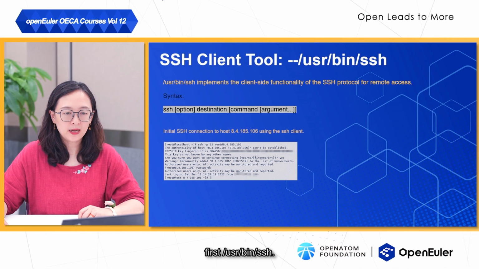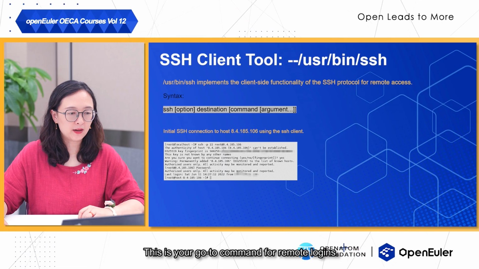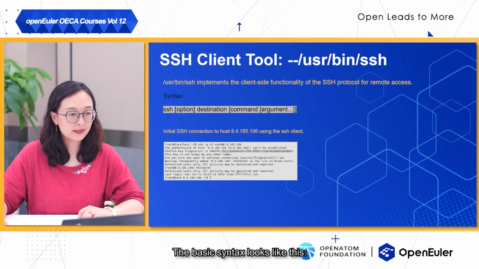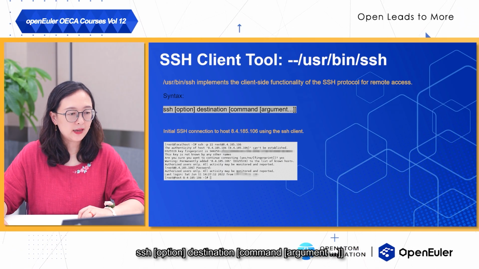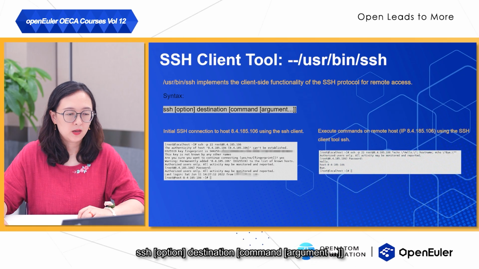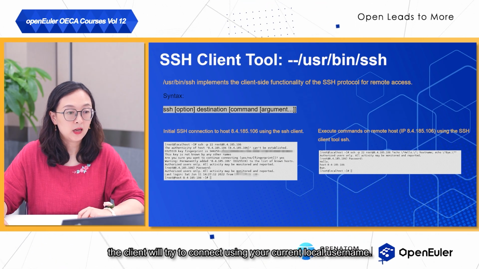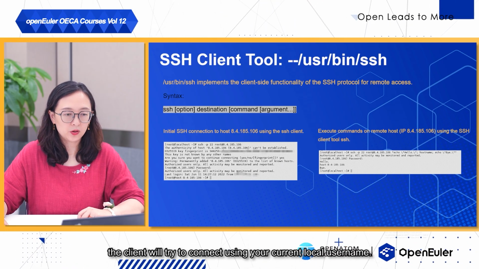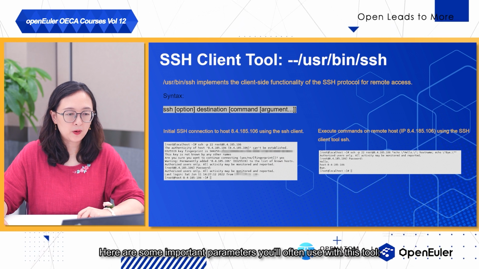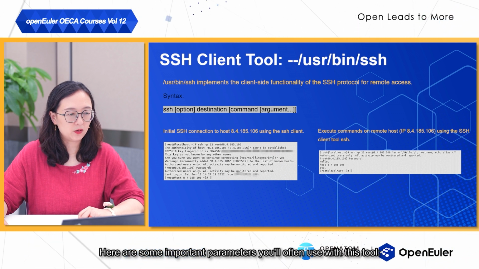First, /usr/bin/ssh. This is your go-to command for remote logins. The basic syntax looks like this: ssh [options] destination [command and arguments]. A quick tip: if you don't specify a user in the destination, the client will try to connect using your current local username. Here are some important parameters you will often use with this tool.